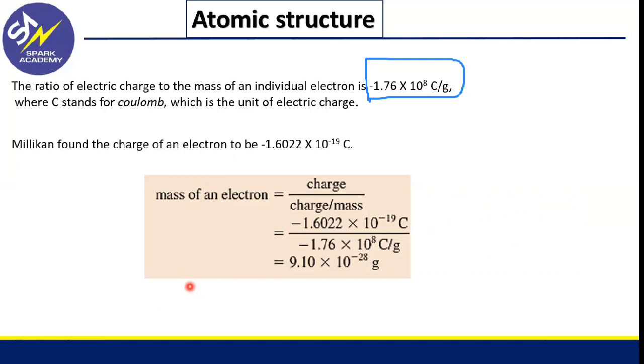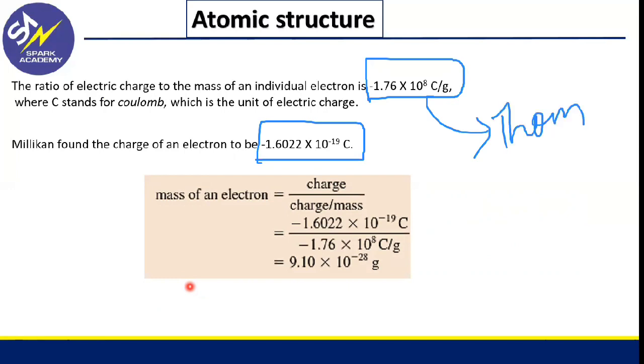This was found by J.J. Thomson, and the charge was found by Millikan. He found the charge to be minus 1.6022 times 10 to the power of minus 19 coulomb. So C represents coulombs. So this is the charge.